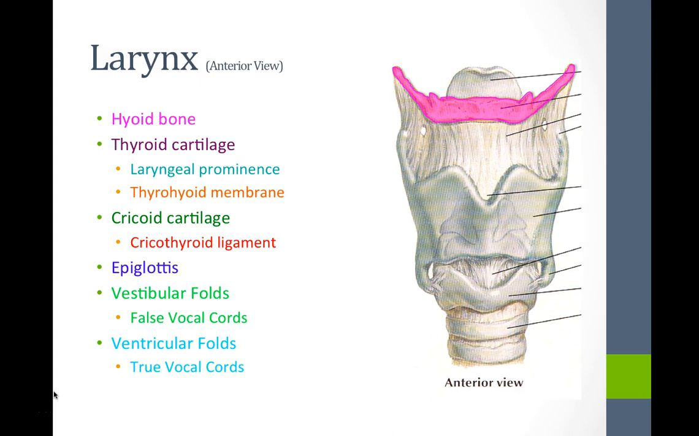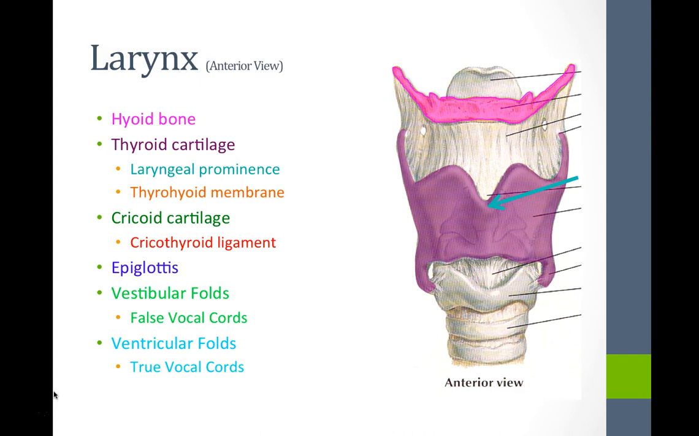Now the only thing that we see attached to it here is a membrane called your thyrohyoid membrane, and it's called this because it attaches to what we see in purple here, your thyroid cartilage. And so your thyroid cartilage has a ton of different landmarks on it, but the only one you need to know is this one right here that sticks out just a bit more anteriorly, and that is called your laryngeal prominence, and this is also known as your Adam's apple.